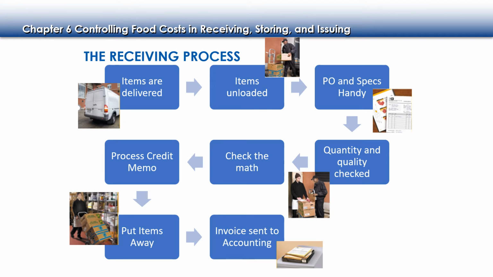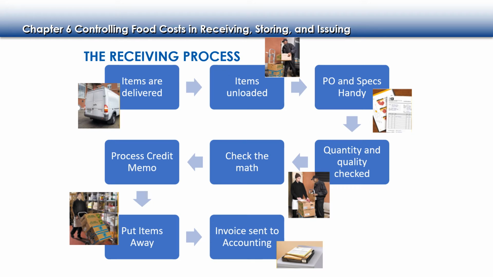If we have time, we want to check the math. We can just look at it very quickly to see if there's any kind of math that seems off. If for whatever reason we do have to reject an item, then we're going to process that credit memo. If something does not meet our standards, if something was not on the purchase order, or if it doesn't exactly match what was requested or ordered, then we have the option to send it back.